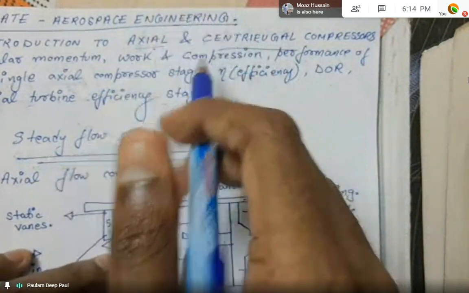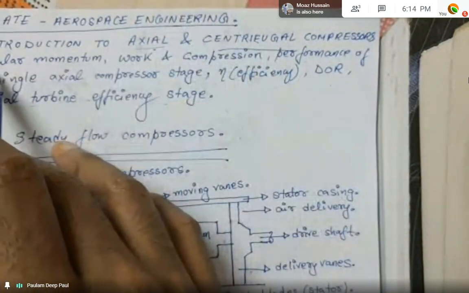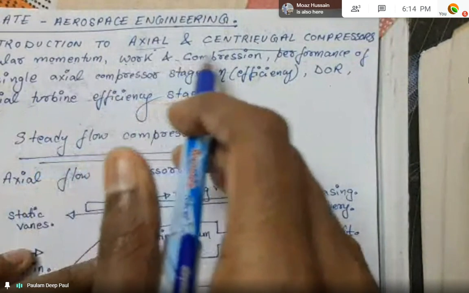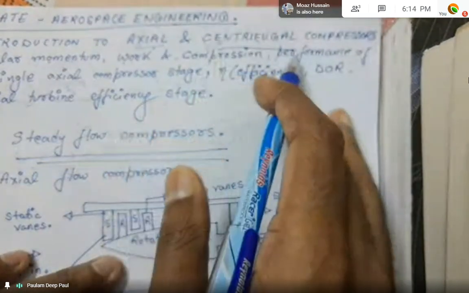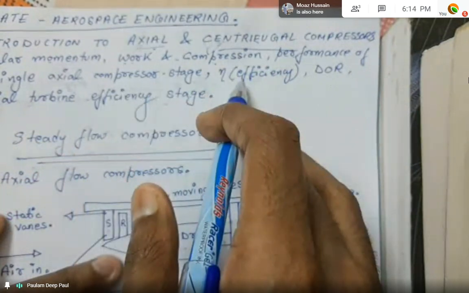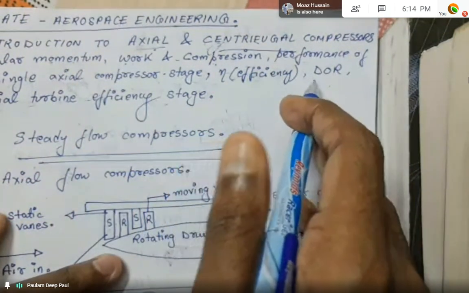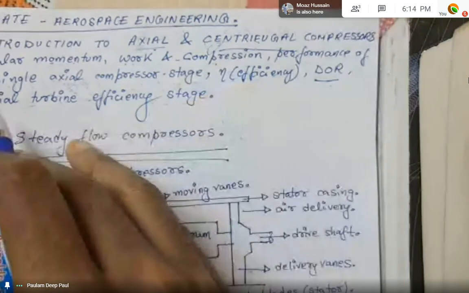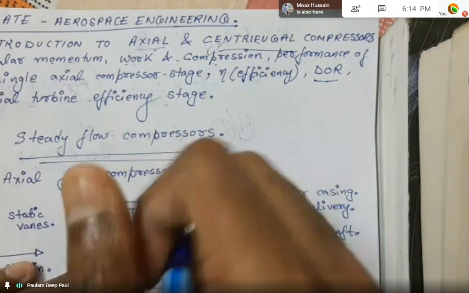Before we get into the details of that, we will first know about the angular momentum, the work and compression of the axial and centrifugal compressors, performance of a single axial compressor stage, its efficiency, what we mean by degree of reaction, the axial turbine efficiency stage.